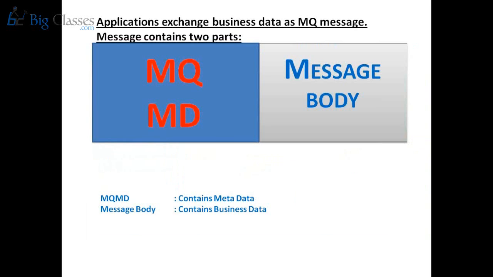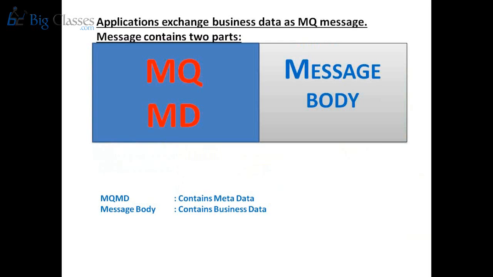As you know, an MQ message has two parts, the MQMD header and the message body. MQMD stands for MQ message descriptor. The header describes the message. The header contains control data. Control data is nothing but message ID, message expiry, message priority, message persistence type, message type, and information about the sender application. All that metadata the MQMD header contains.